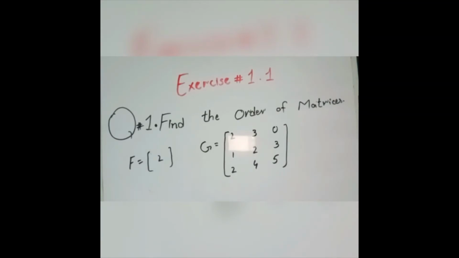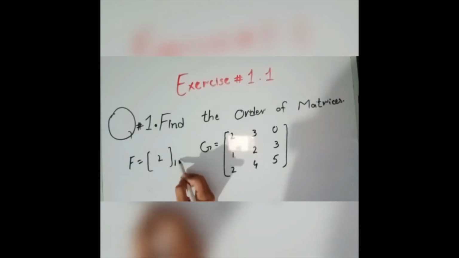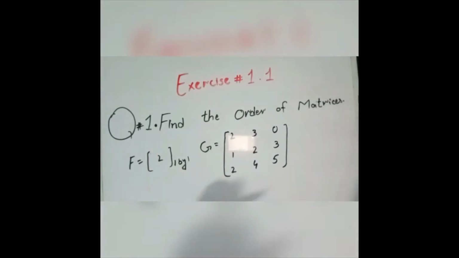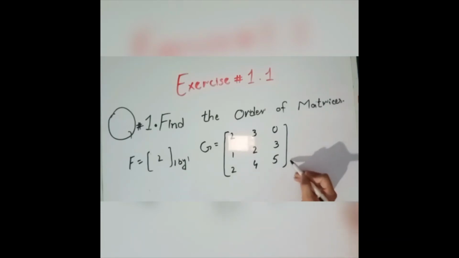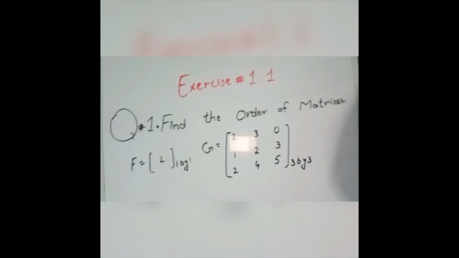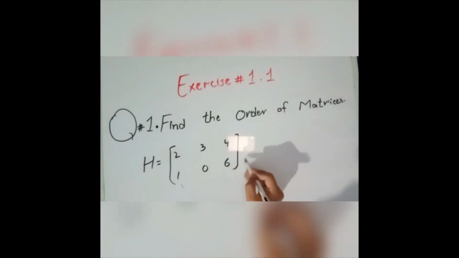In F part we have a matrix with one row and one column, so the order of the matrix is 1 by 1. In G part we have 3 rows and 3 columns, so the order of the matrix is 3 by 3. In H part we have 2 rows and 3 columns, so the order of the matrix is 2 by 3.